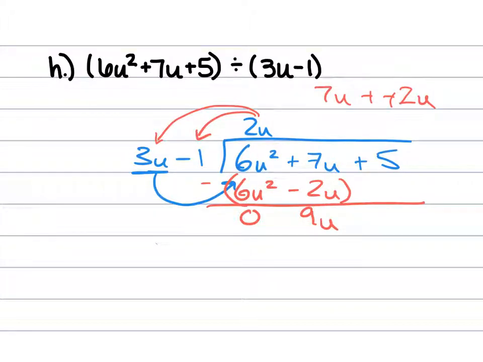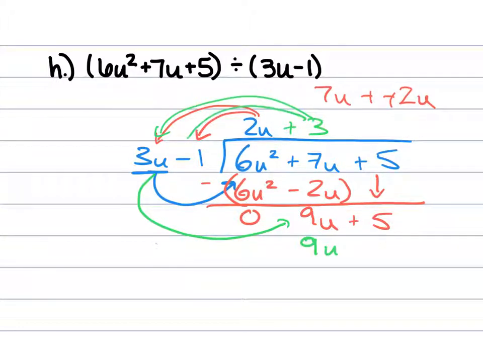Now, in normal division, what is my next step? Bring the 5 down. Now we're going to do the same thing here. 3u goes into 9u how many times? Or 3u times what would give me 9u? 3. So there's a positive 3. And 3 times 3u is 9u. And 3 times negative 1 is? Negative 3. Let's subtract. 9u minus 9u?